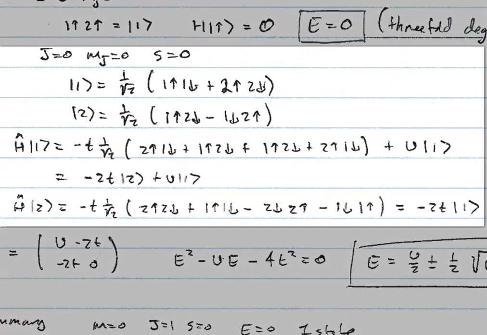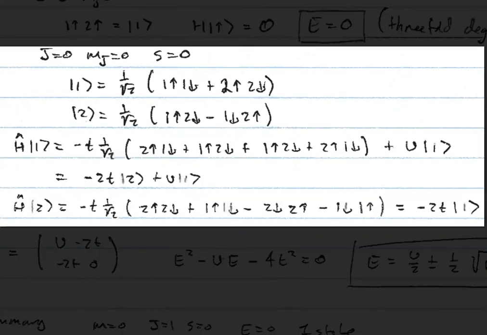Let's act H on the first state. You see it multiplies the whole thing by minus t. It's going to take the 1 up to a 2 up. It's going to take the 1 down to a 2 down. It's going to take the 2 up to a 1 up. And it's going to take the 2 down to a 1 down. You see I can combine two of those terms together because I have a 1 up, 2 down twice, and I have a 2 up, 1 down twice. So a factor of 2 comes out. And you see that hopping term is going to give minus 2t times state 2.